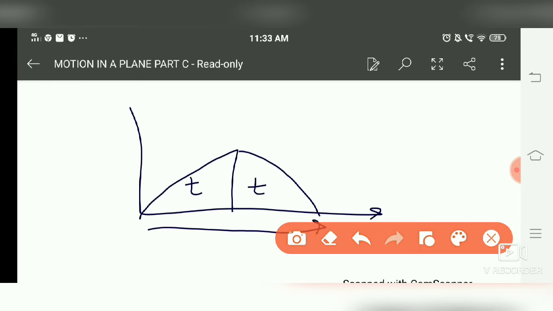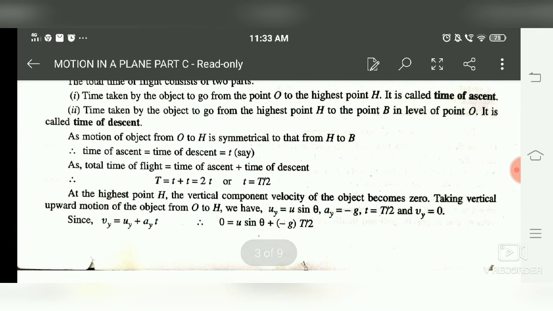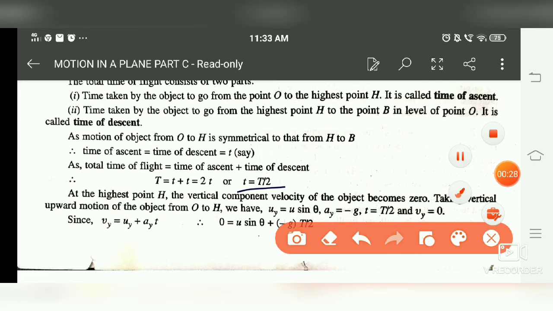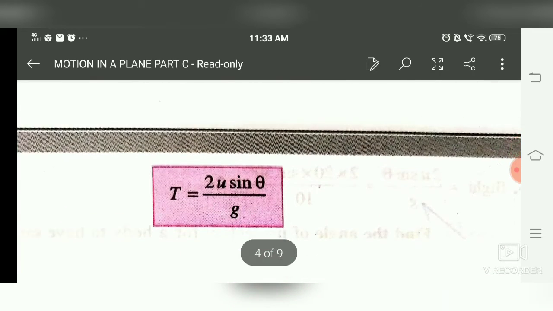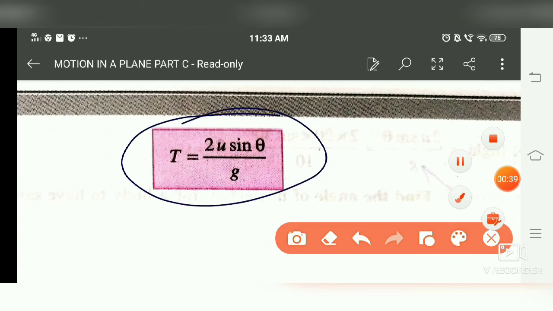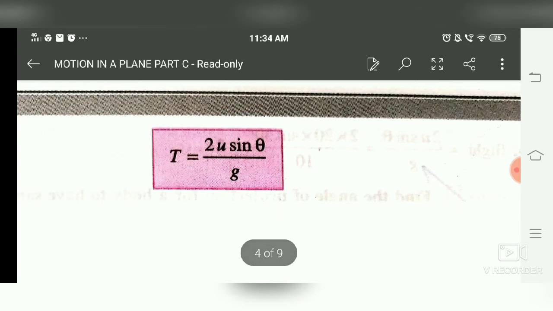If we say the total time is T, then this t is equal to T by 2, and this t is also equal to T by 2. Then we use the equation vy is equal to uy plus ay t. By substituting the values, we get T equal to 2u sin theta upon g. This is the time of flight. We know uy is u sin theta and ay is minus g.